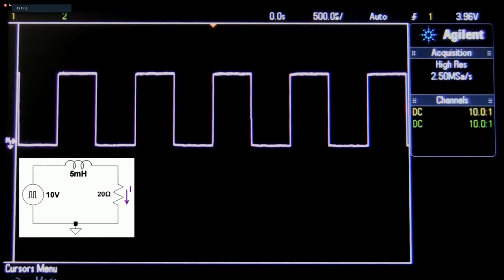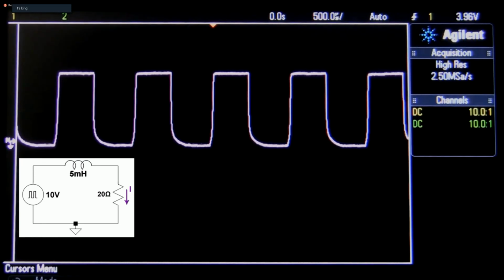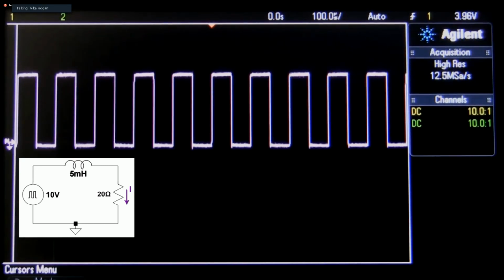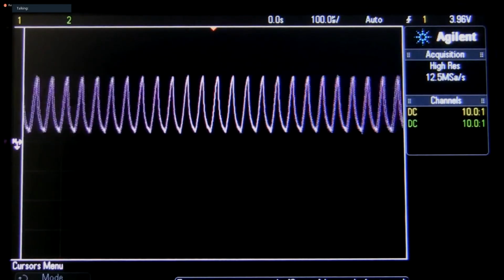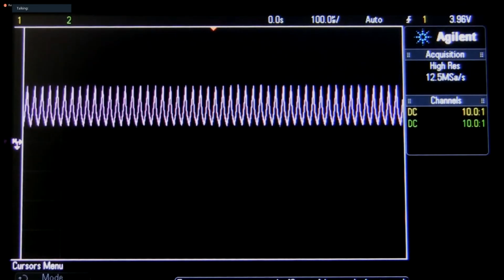Now watch what happens when I add a 5 millihenry inductor in series with the circuit. All of a sudden, the square wave isn't so square anymore. There's a little bit of lag in the current. And this is because it takes a certain amount of time to store and release the energy in an inductor. Now let's try that again with a higher input frequency of 10 kilohertz. Now it's even more obvious that the inductor is impeding the sudden changes in current. This happens more and more as I raise the frequency of the input wave.